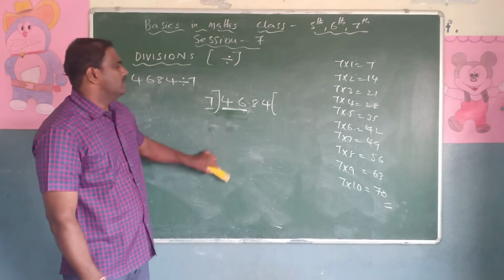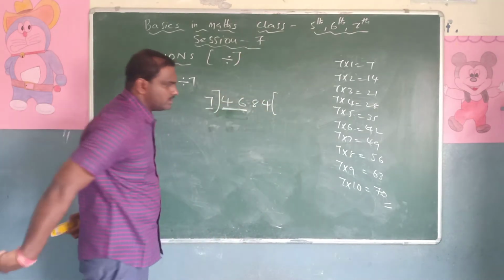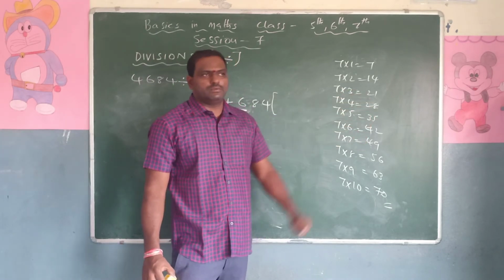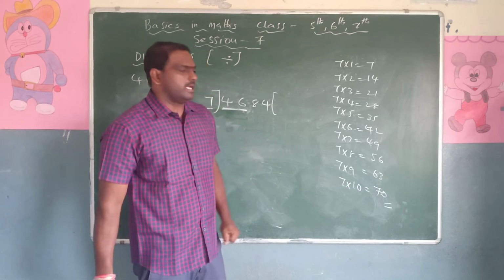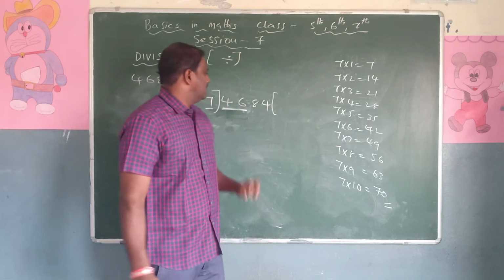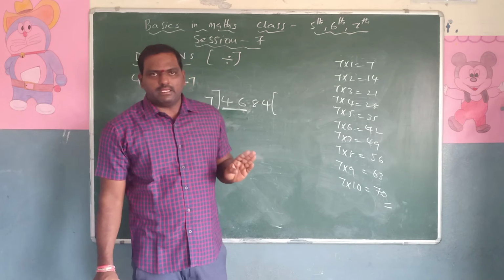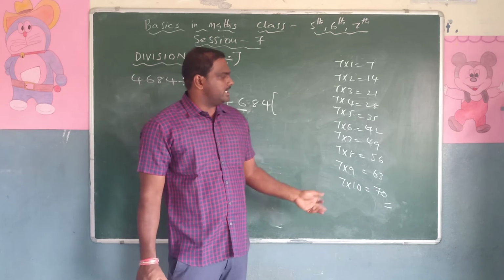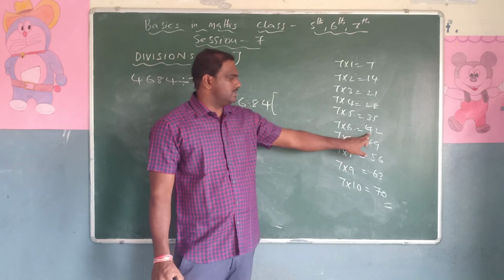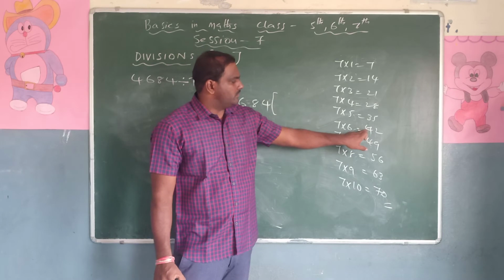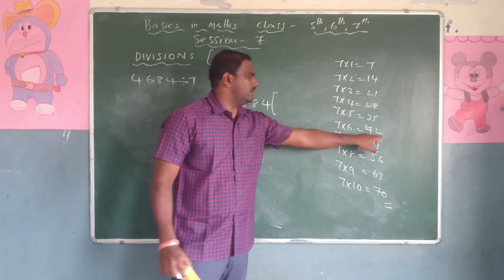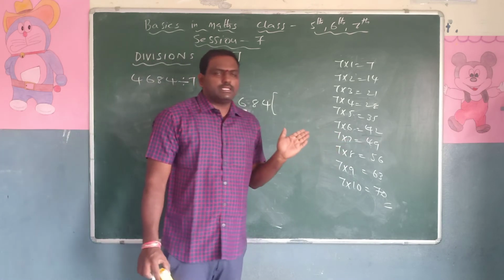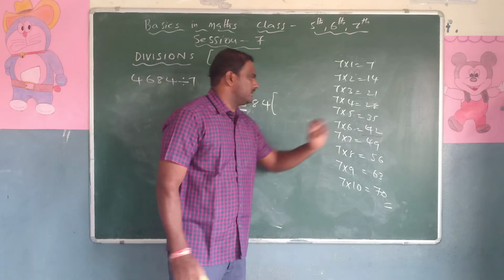So what are the two numbers? 46. Now check the table. 7 1s are 7, 7 2s are 14, 21, 28, 35, 42 and 49. So some students may ask, sir, can I take 35? It is near, but you should not take 35. You have to take the nearest and smallest number. So 46 is nearest to 49 but it is less than this. So we should take 42. We cannot take 49 because it is more. So we have to take the 42.